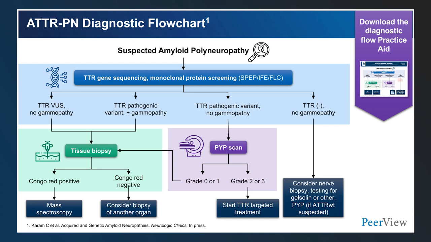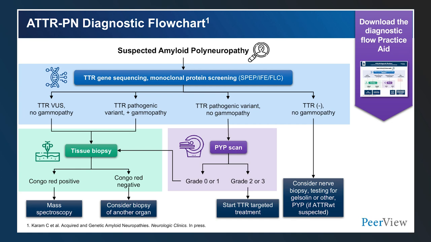I usually counsel patients, if they're going to have any kind of biopsy, whether a skin biopsy or an endoscopy with a polyp sampled, to stain it for Congo red. A PYP scan, or pyrophosphate scan, looks at radionuclide uptake in the heart, and if there is grade 2 or 3 uptake, this also counts as your tissue biopsy. So this is suggestive that there is active deposition of amyloid in the heart, and this can also enable you to start targeted treatment.